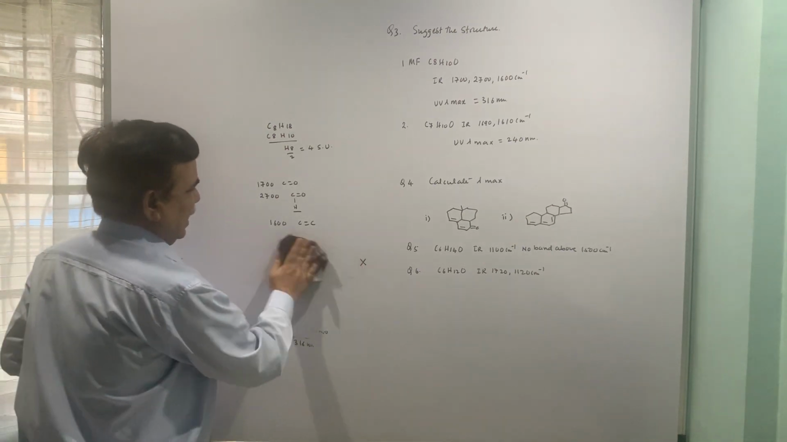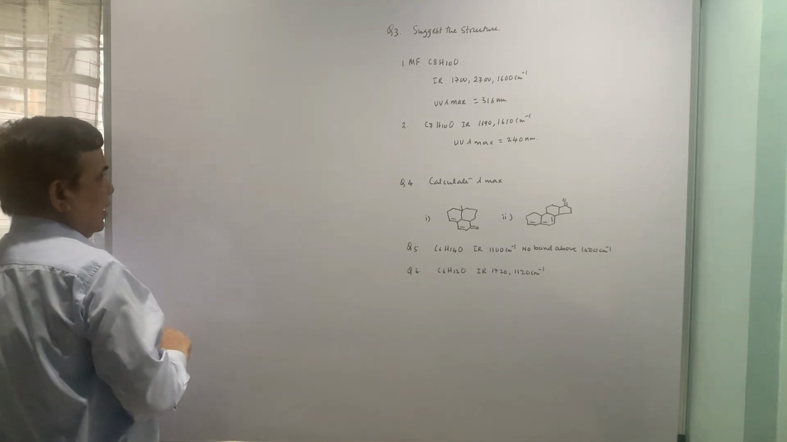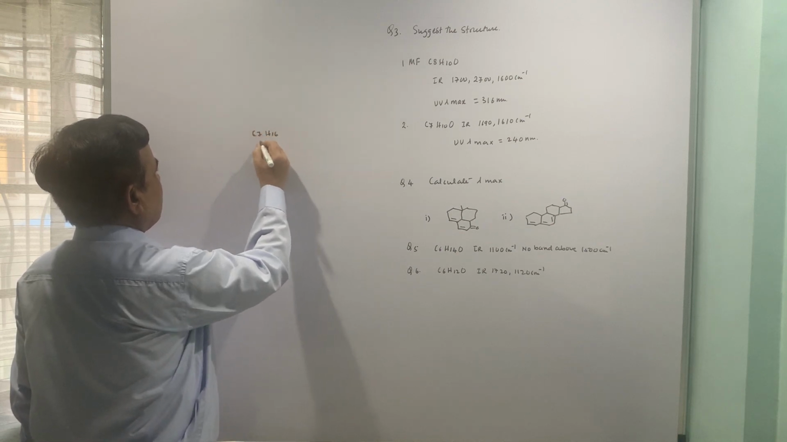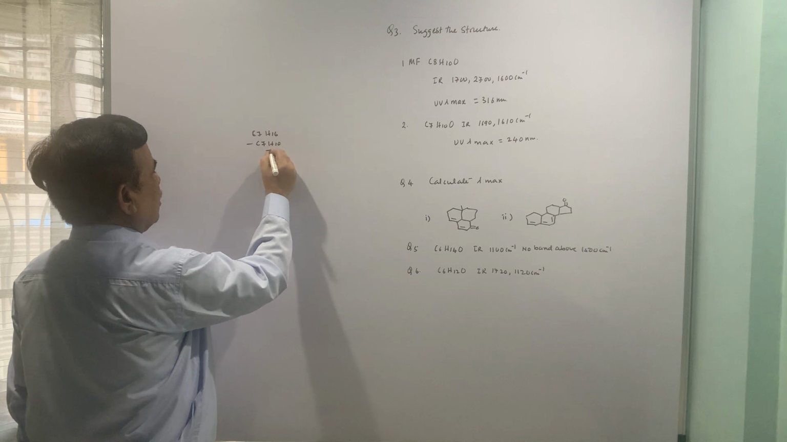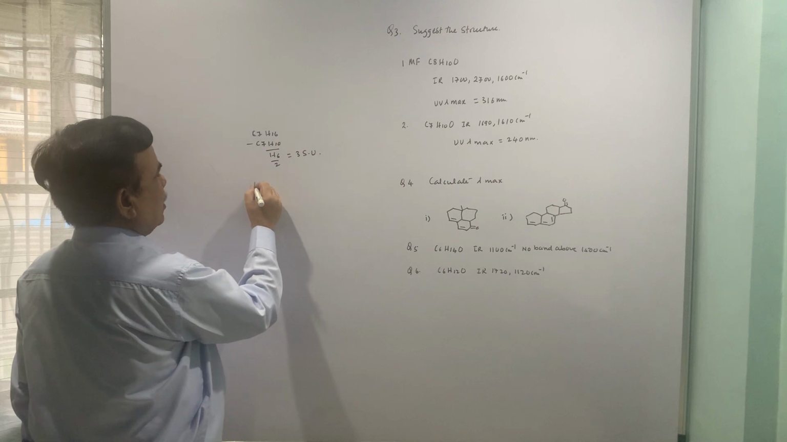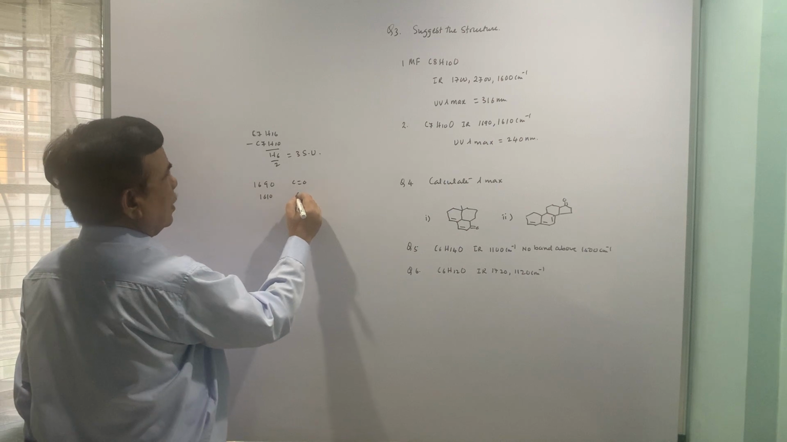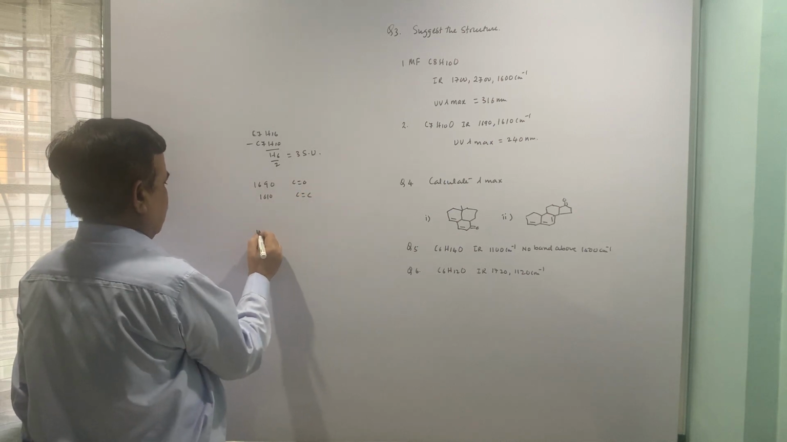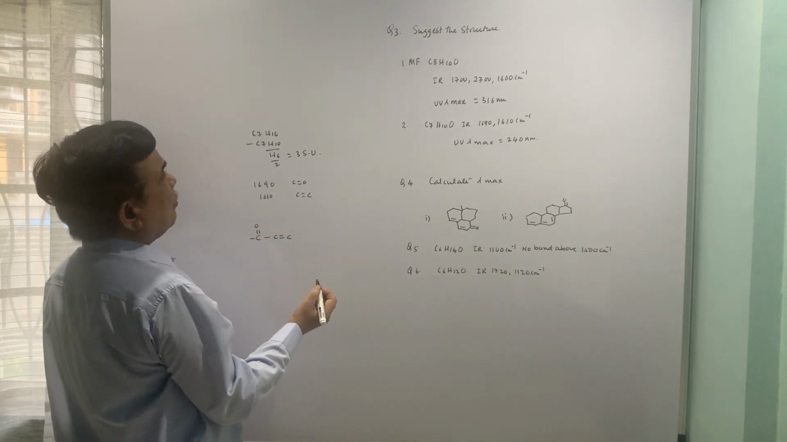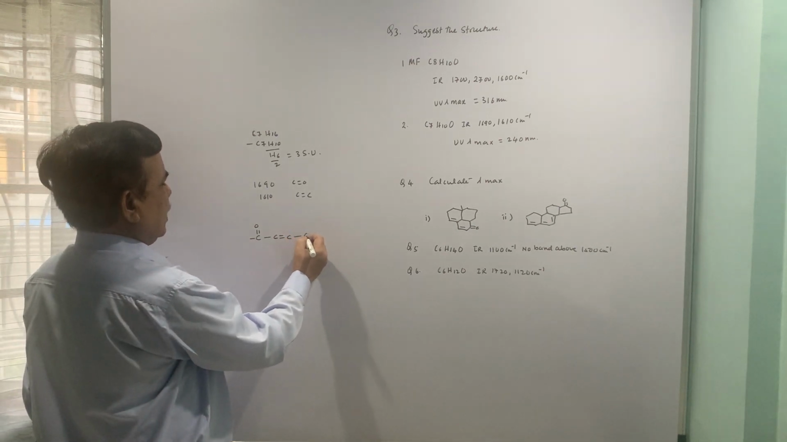Now the second example. C7H10O. C7H16 minus C7H10, so 6 hydrogens are missing, which means 3 sites of unsaturation. 1690 is probably carbonyl, and 1610 something is C double bond C. So the partial structure would be like this. We have got 7 carbons, so you can have the third site of unsaturation here.